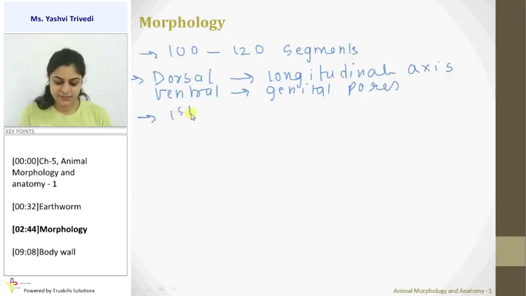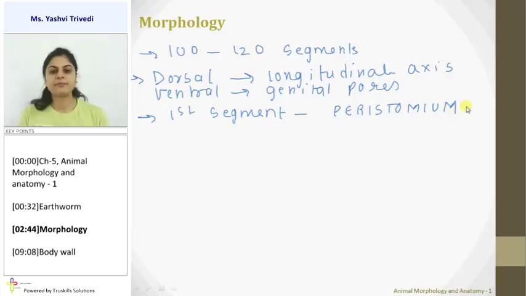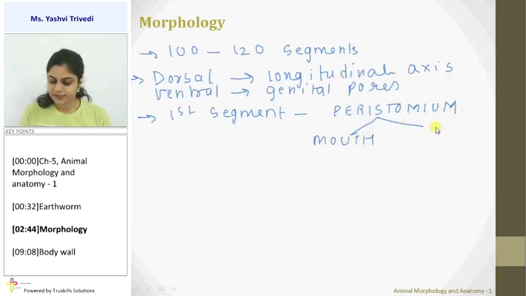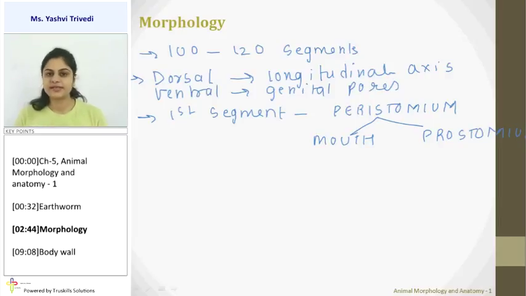Let us see the segments. The very first segment of earthworm is called peristomium. Peristomium comprises of 2 parts. It includes mouth as well as prostomium. Now mouth, you must be knowing, it is simply there for gathering the food and all. And the prostomium is an interesting part. It is basically the sensitive organ of the earthworm.